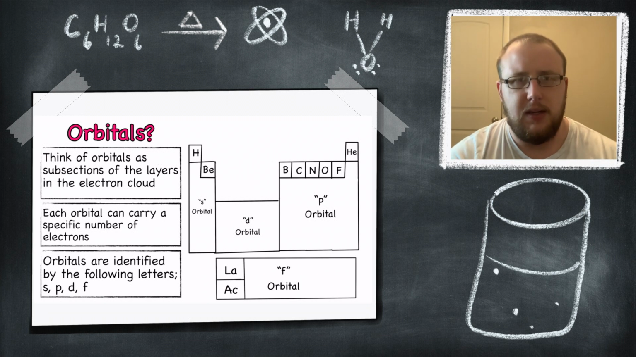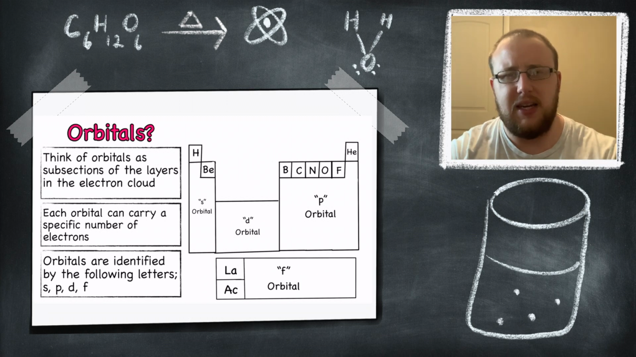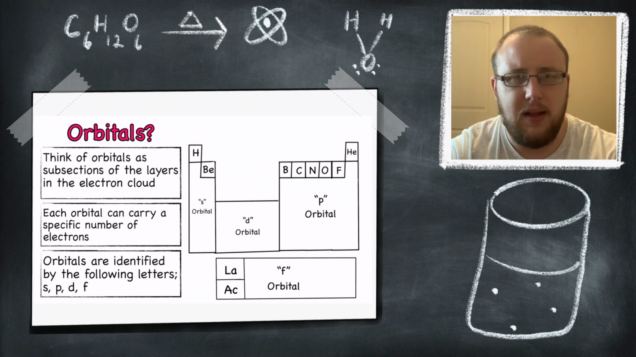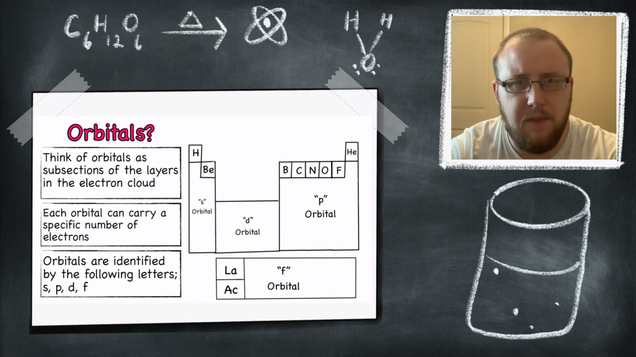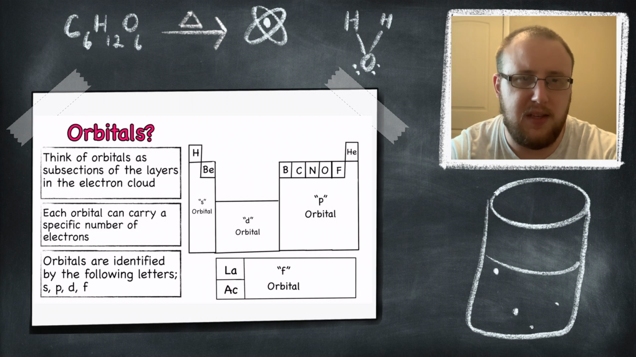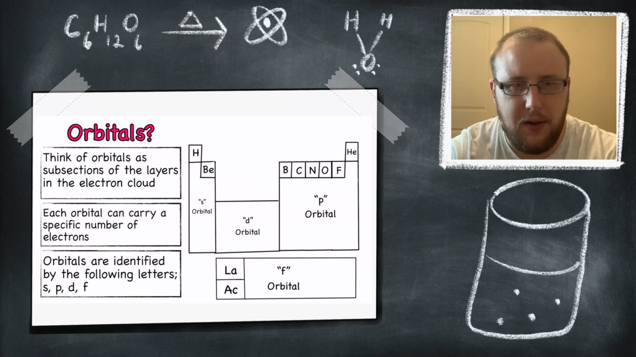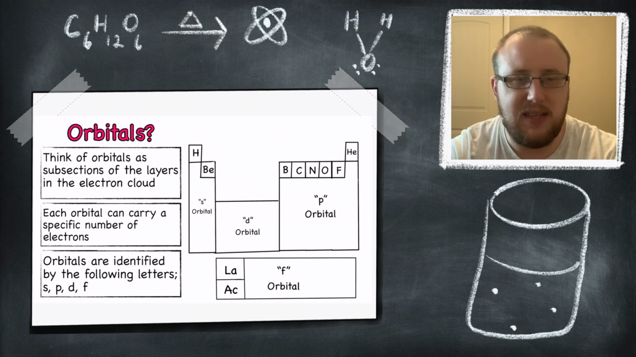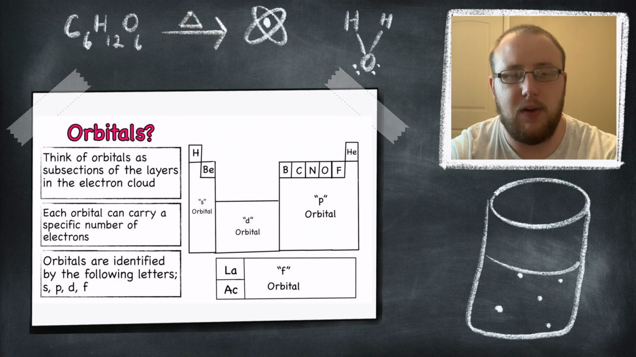Think about this. This might be stretching it, but you have a car. That car can carry 4 or 5 people in it. Each person in that car can carry a certain amount of items, whether that's phones or wallets, whatever it is. Think of this the same way. Our layers have subsections called orbitals, and each of the orbitals can carry a certain amount of electrons.